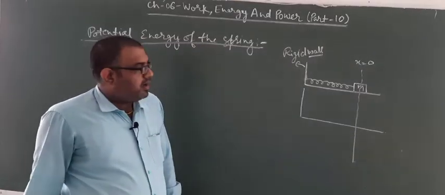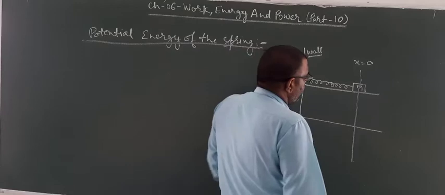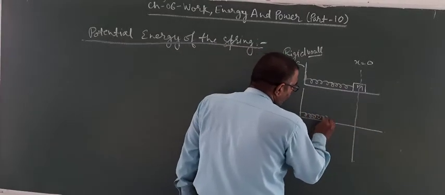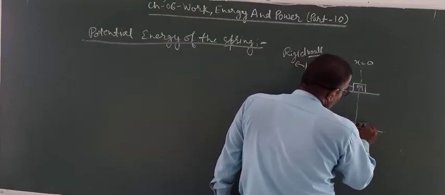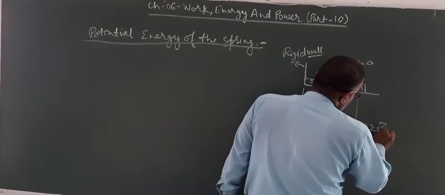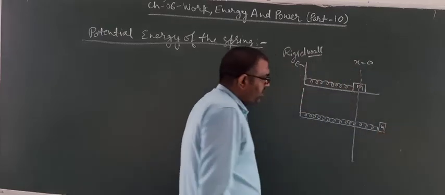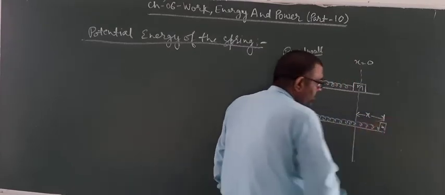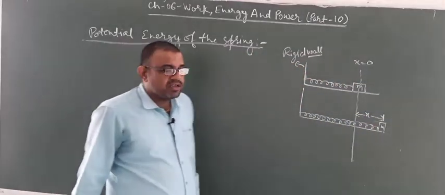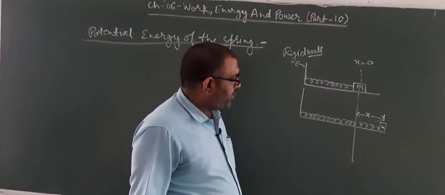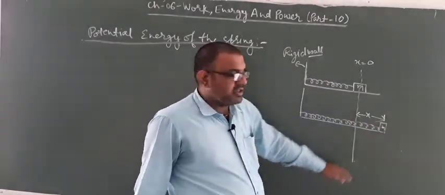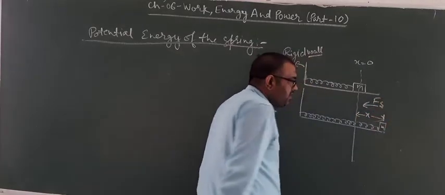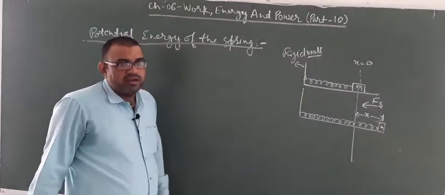Now, another thing is that we had stretched the spring to a distance of x. This distance is x. So, due to the stretching of the spring from its equilibrium position to a distance x, an opposite, that is the restoring force Fs, is acting on the spring.